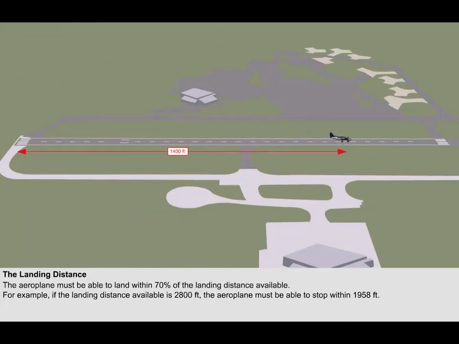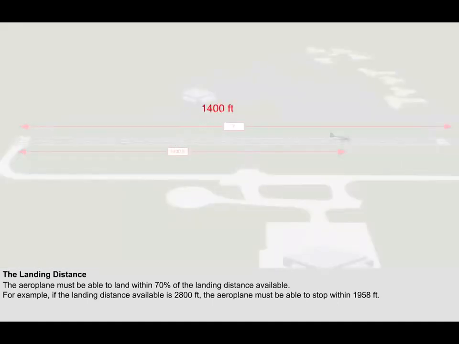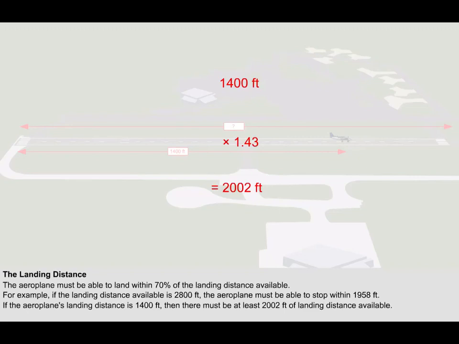If the landing distance of the aeroplane is calculated to be 1,400 feet, what is the minimum length of the landing distance available, which will allow a pilot to comply with the 70% rule? In this case, we simply multiply 1,400 feet by 1.43. This gives us an answer of 2,002 feet. Therefore, the landing distance available must be at least 2,002 feet.